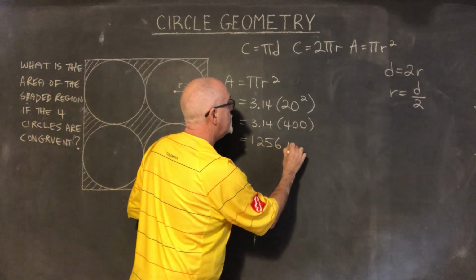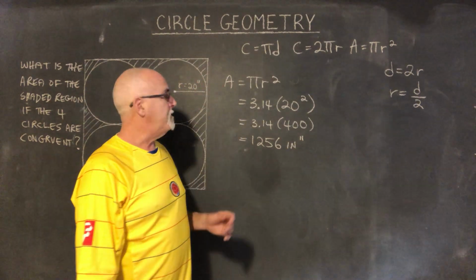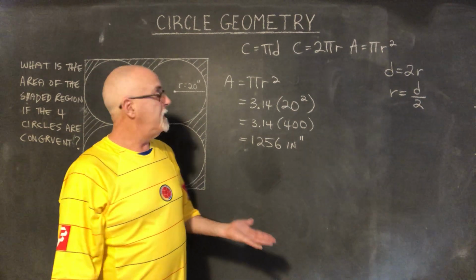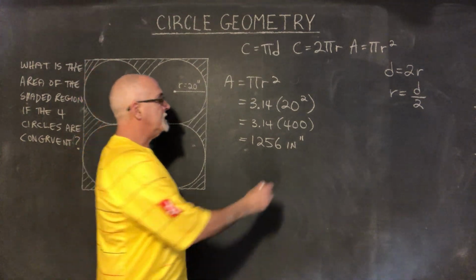So I have 1,256 square inches. And this is where I made my mistake when I was doing this the first time. I didn't realize for quite a while. I have to multiply that by 4 because there are 4 circles. That was a silly mistake.